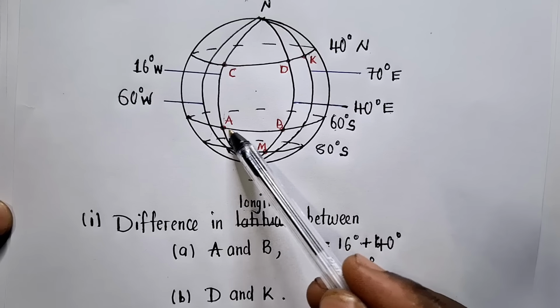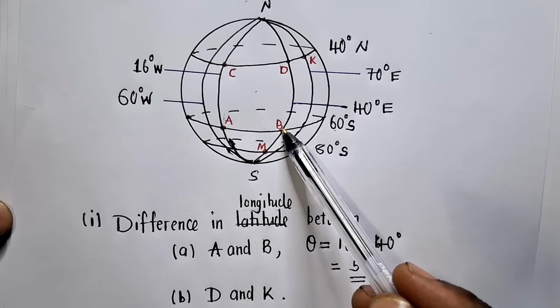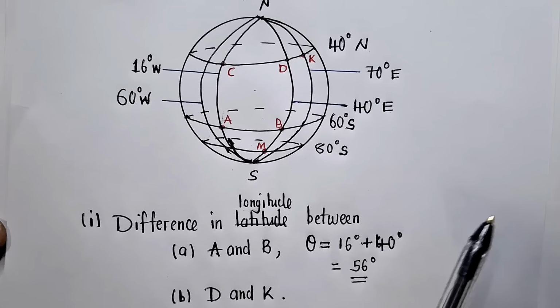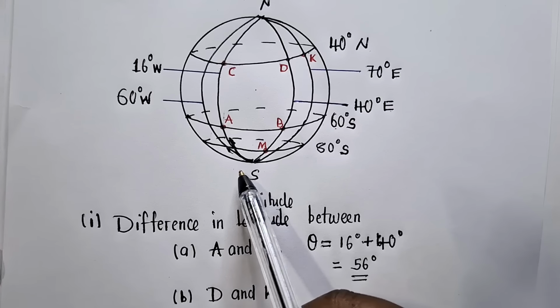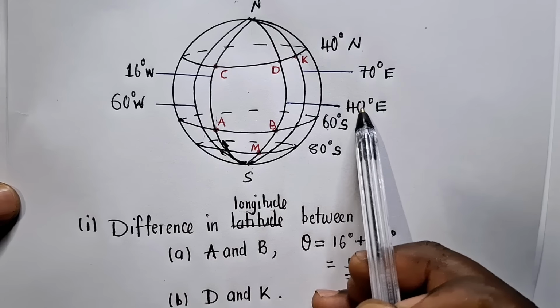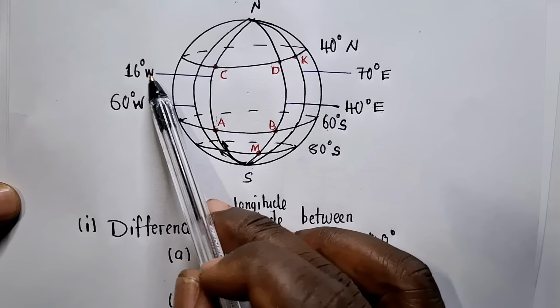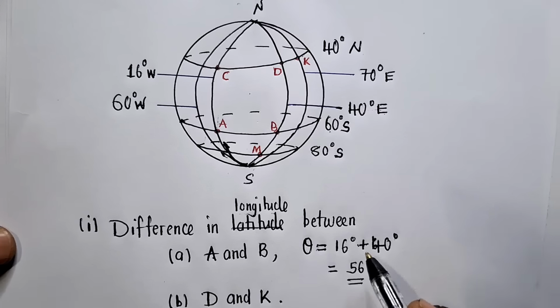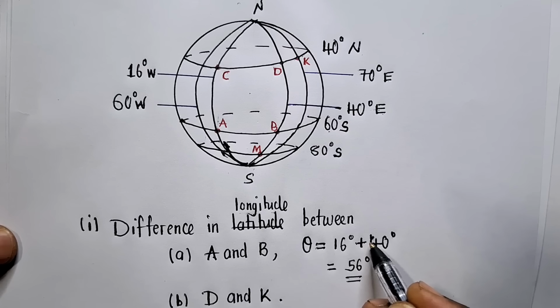So you see, this is falling on the latitude. So get the longitudes which are cutting this latitude. And when you get those longitudes, you check them. Are they on the same direction? If you look at 40, it's east, while 16, it's west. It's different. If the sides are different, you add. Have you seen? I've added.